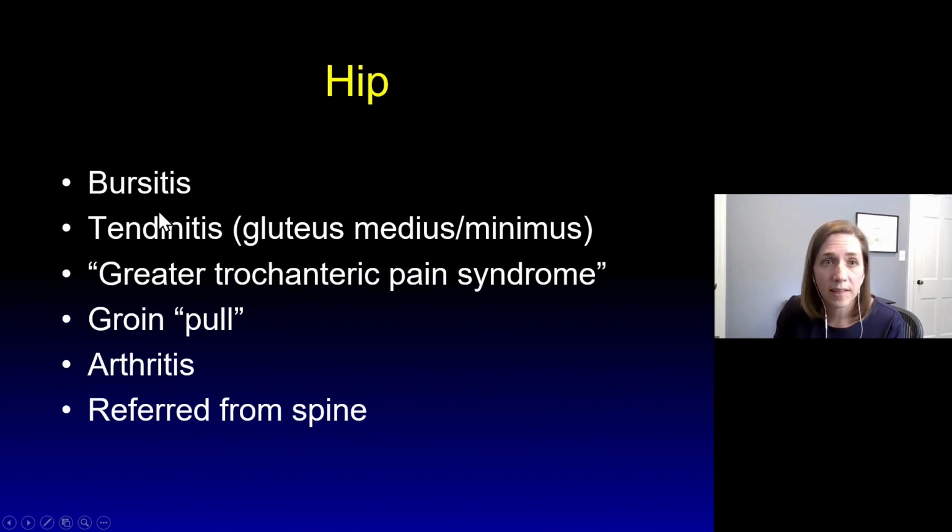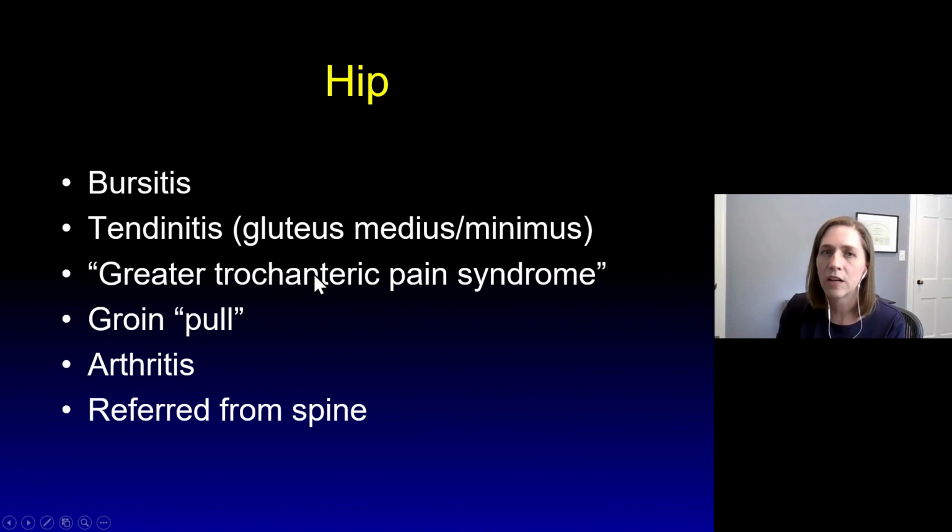We have bursas in the hip, the greater trochanteric bursitis being the most common that we hear about. There are multiple tendons, and the gluteus medius and gluteus minimus tendons can all have tears that cause symptoms. And then there's this greater trochanteric pain syndrome, probably caused by a combination of these two, that just causes pain in the lateral hip.